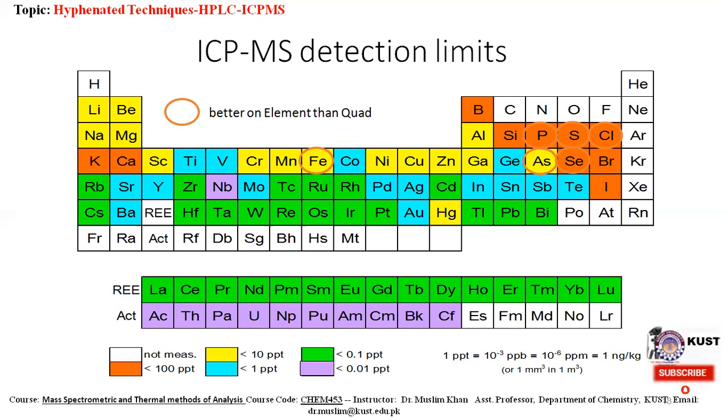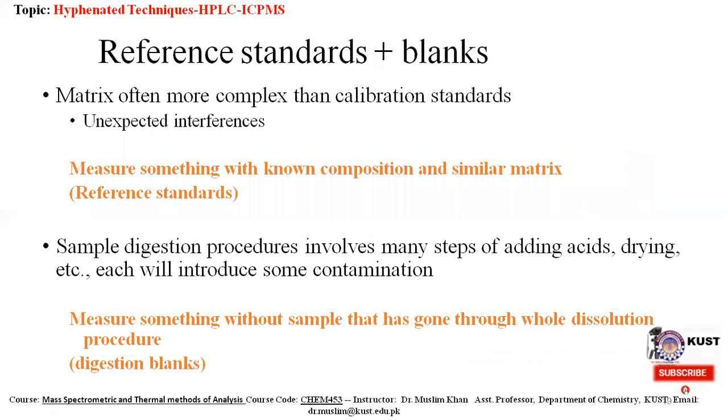It means that the ICPMS limit of detection is not comparable even to other techniques. You can go to a very low level of element detection.